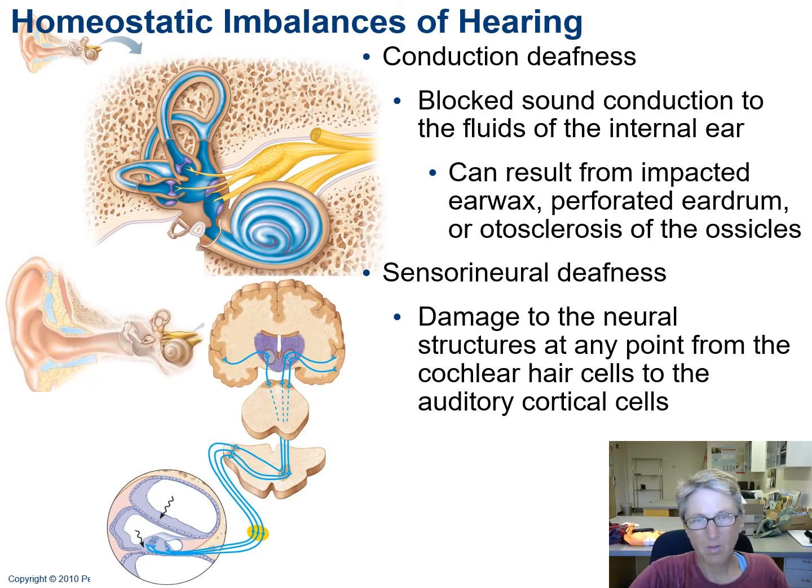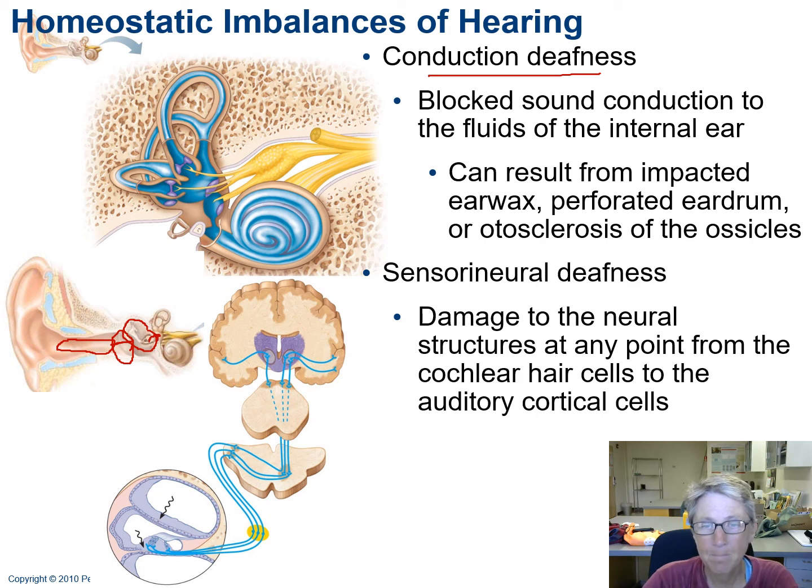Homeostatic imbalances of hearing, there's conduction deafness. So if sound is blocked, that can be the result from earwax. So you just have a bunch of earwax built up. Your eardrum could be perforated or torn, so it can't move back and forth, and you can't send that sound wave information to the bones of the inner ear, and then they can't send that sound wave information to the perilymph.